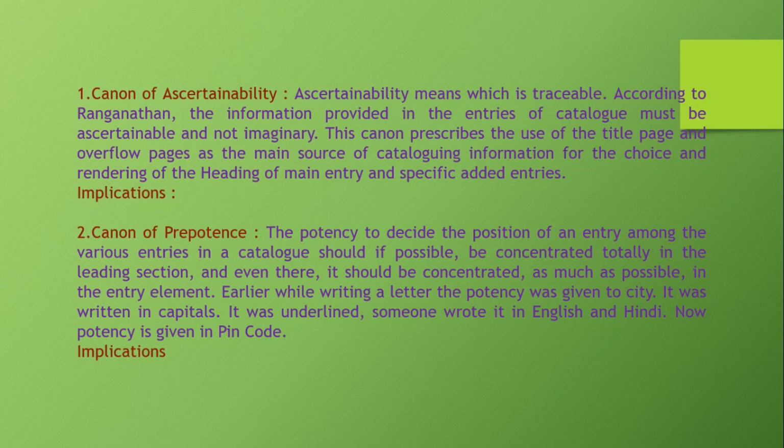Implications. In CCC, it is fully respected. Main entry of CCC is fully potent. Every work of every author gets an individual number, and there is no need of seeing other sections of the main entry, while in AACR 2 the main entry is author entry.